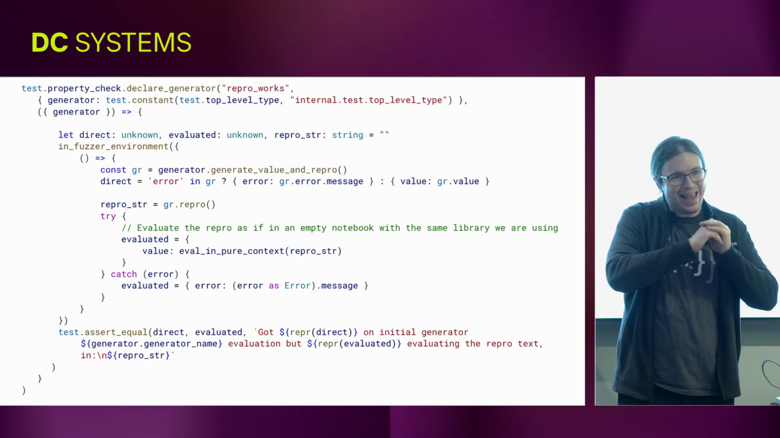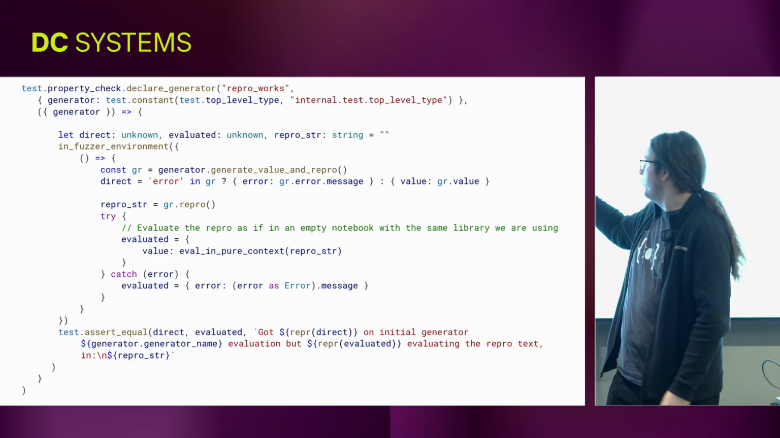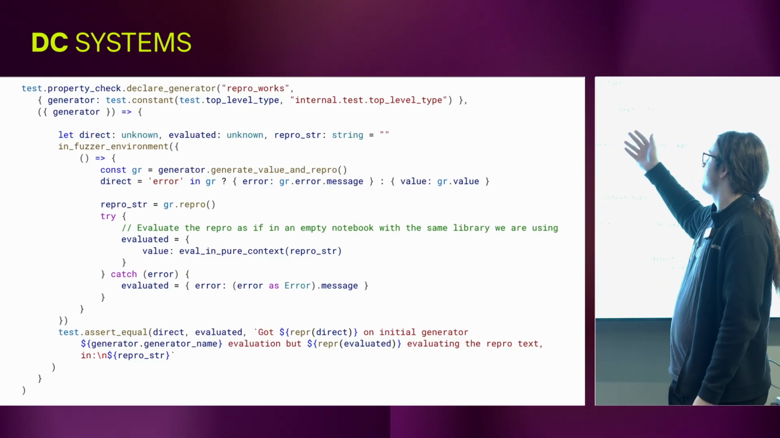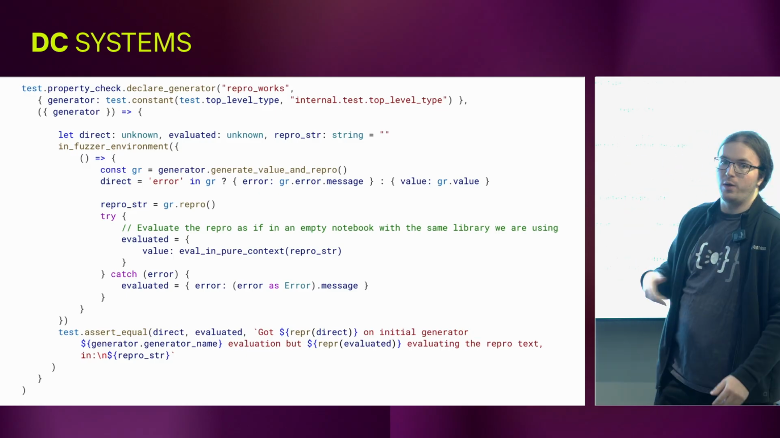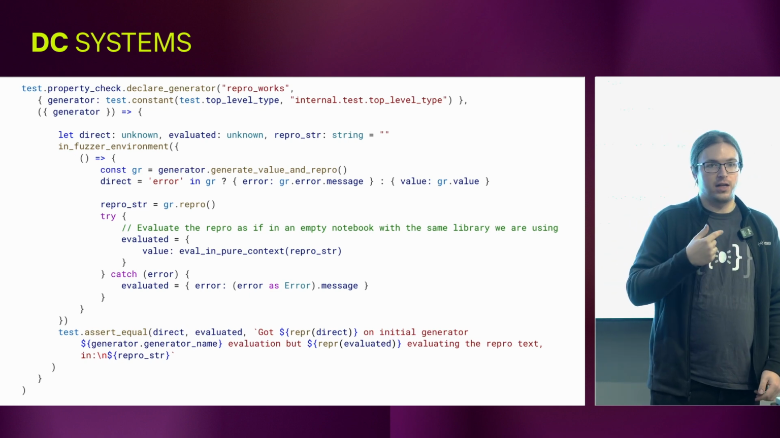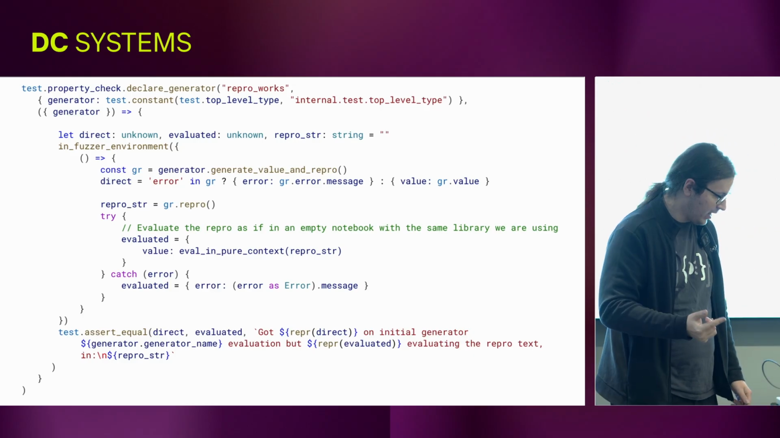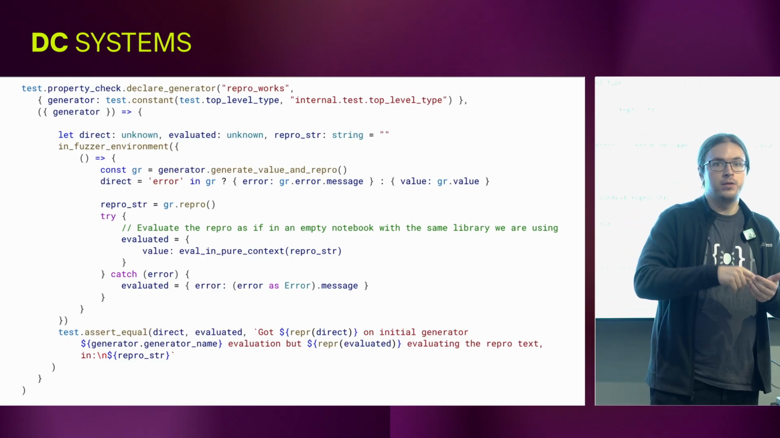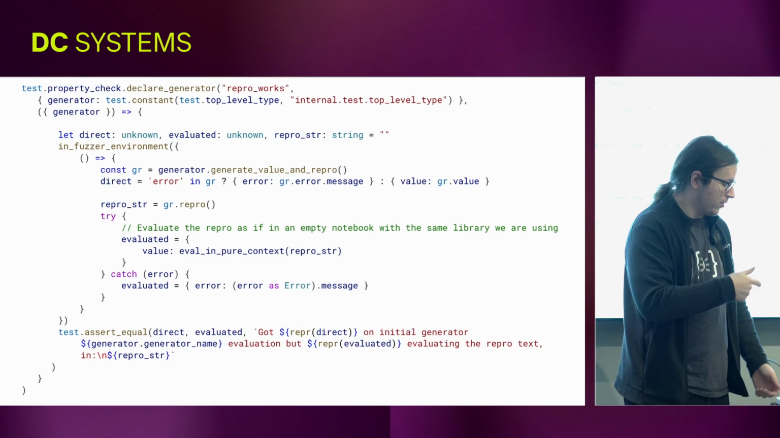So we take any generator from our entire library of generators, we produce its value and repro, and we evaluate the repro as if in an empty notebook with the same library we're using and with a notebook fuzzer. Because if this thing is trying to talk to the outside world, the presence of the notebook fuzzer is what tells it to run our mocks instead. So we have a value, and we have another value that we've built by executing the repro that we got, and we just assert that they're equal.